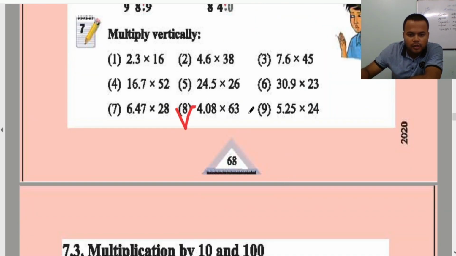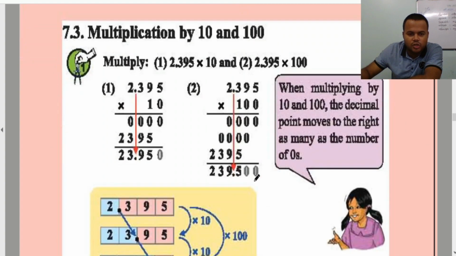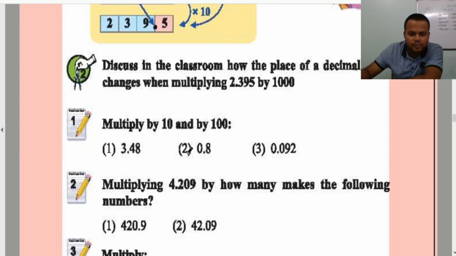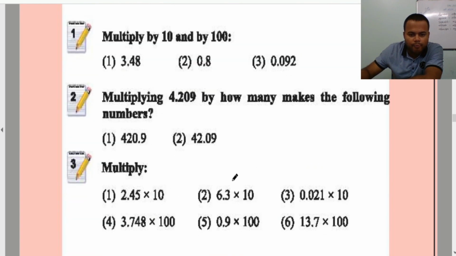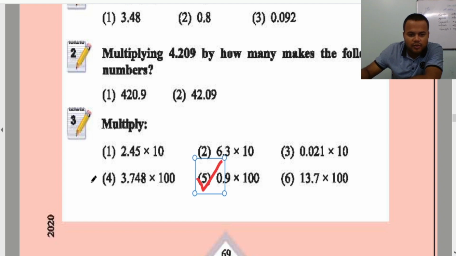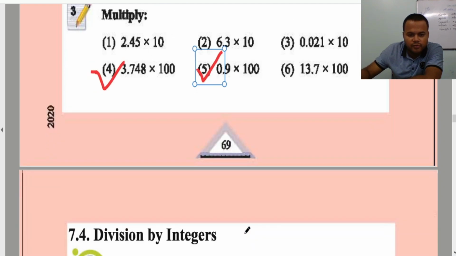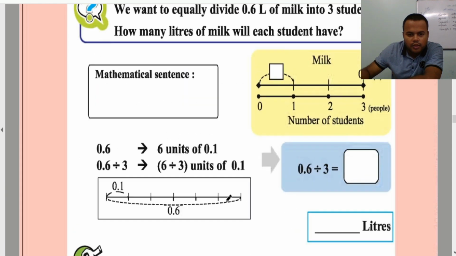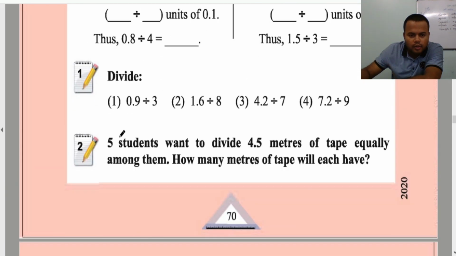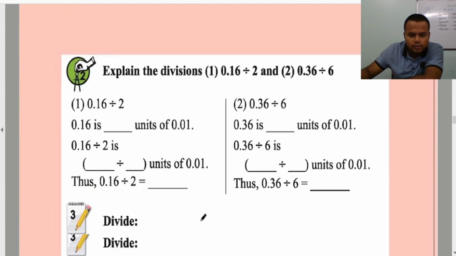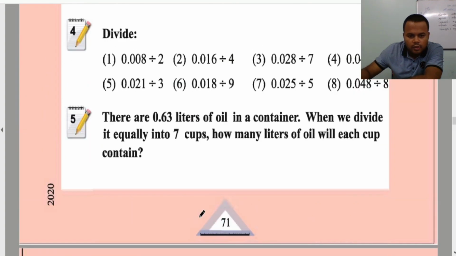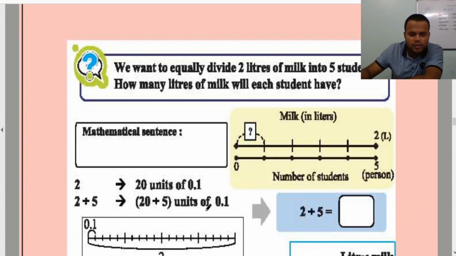Okay, now number 8, 9, that is from page number 68, and here multiplication by 10 and 100, that's the easier method. So from this you practice just number 4 and 5. Okay, number 2, and here number 5. Okay, page number 71.